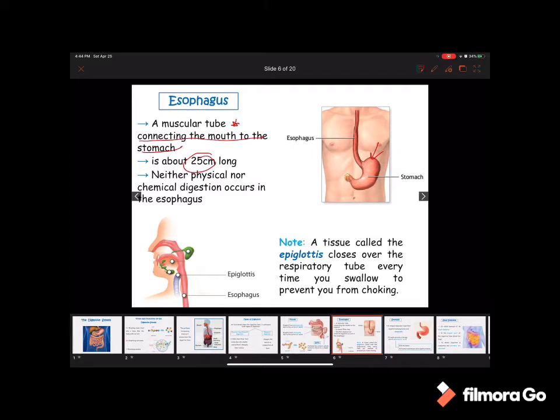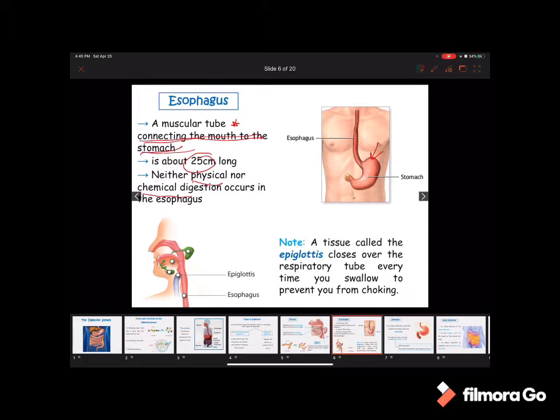There is no physical or chemical digestion occurring in the esophagus. So the esophagus does not do any digestive function, any digestive role. It just takes the food. It transports the food from the mouth to the stomach. Connect the mouth to the stomach. Pay attention to that part.